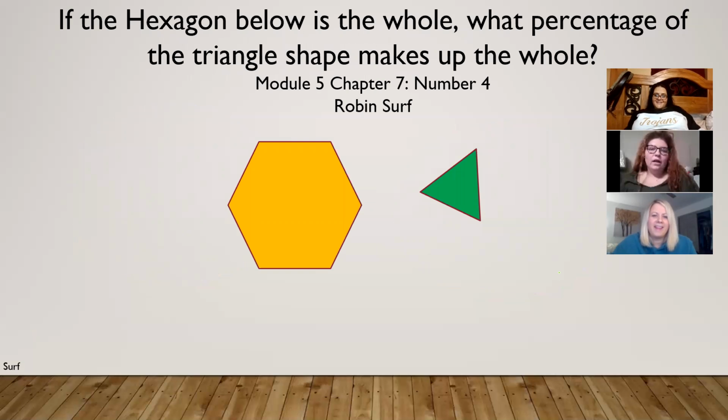Absolutely. The hexagon below is our whole piece.